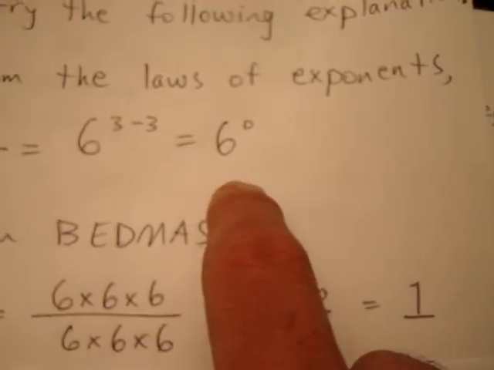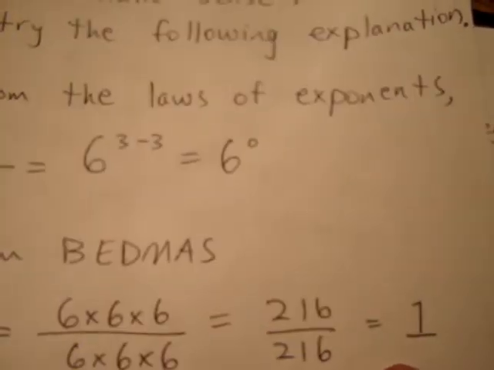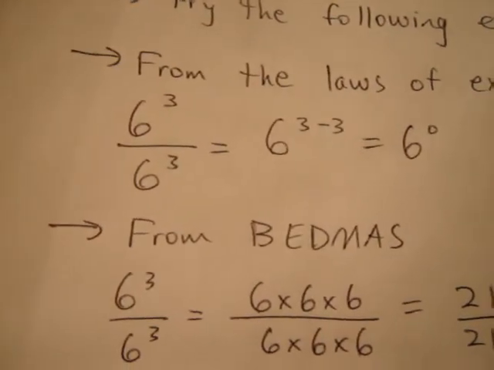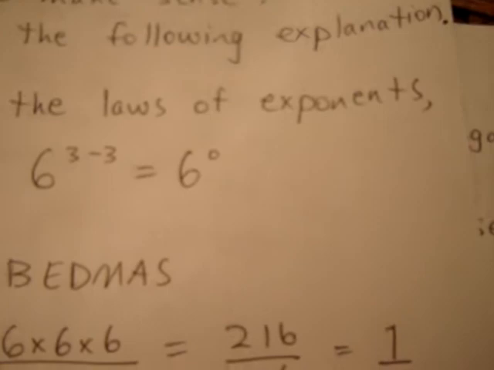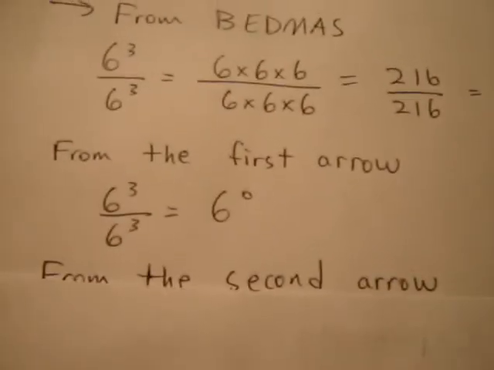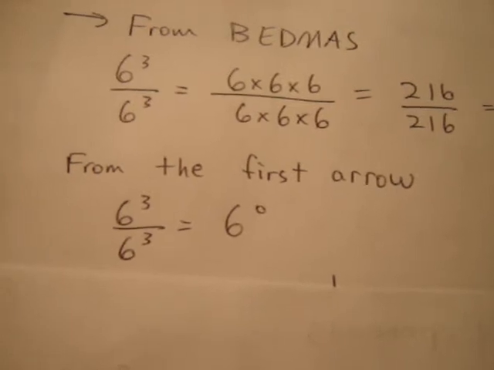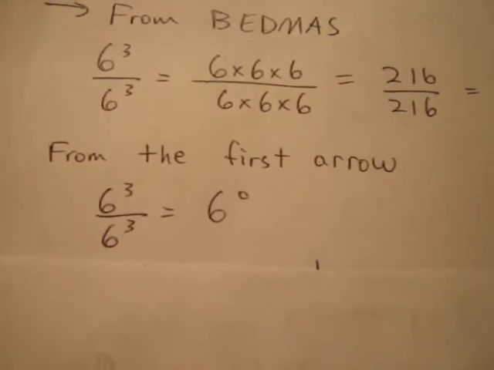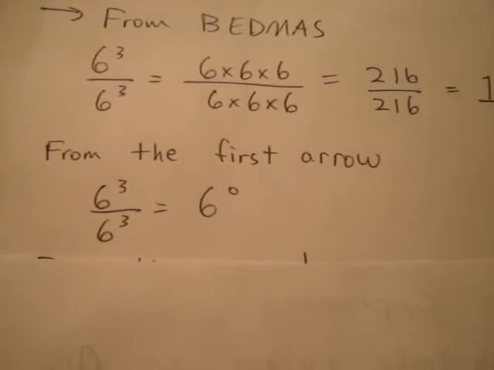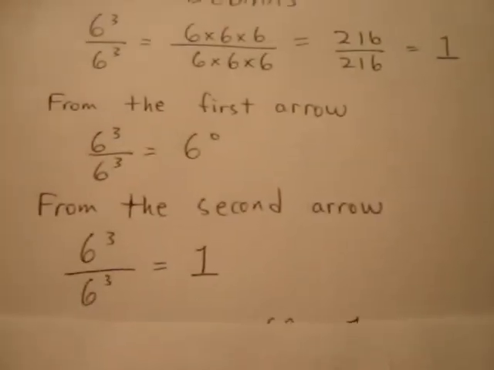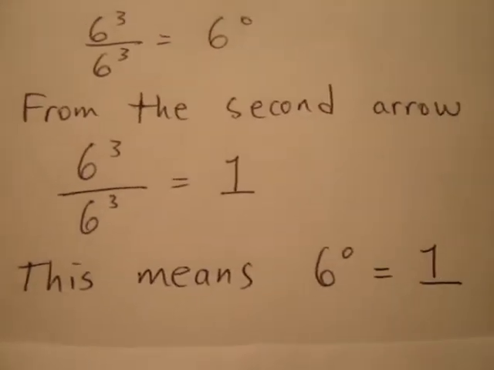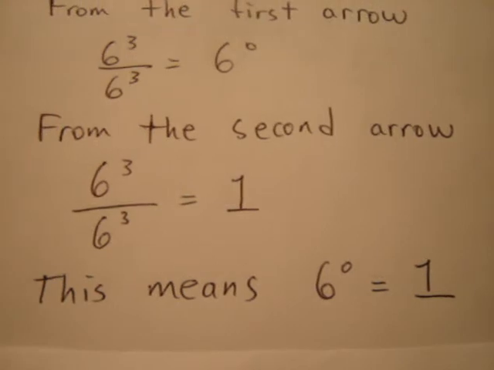So since both 6 to the 0 and 1 equal 6 to the 3 over 6 to the 3, these two quantities must be equal to each other. It's kind of a strange way of explaining something, I agree, but it's mathematically sound. From the first arrow, 6 to the 3 over 6 to the 3 equals 6 to the 0. From the second arrow, 6 to the 3 over 6 to the 3 equals 1. So that means 6 to the 0 must equal 1. Cool.